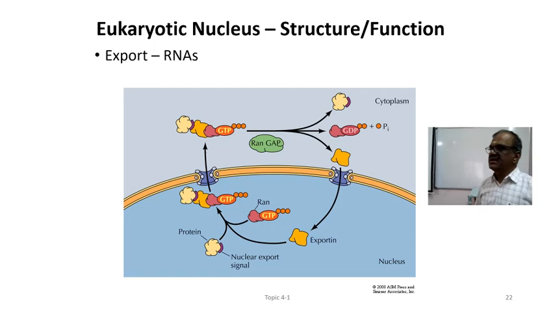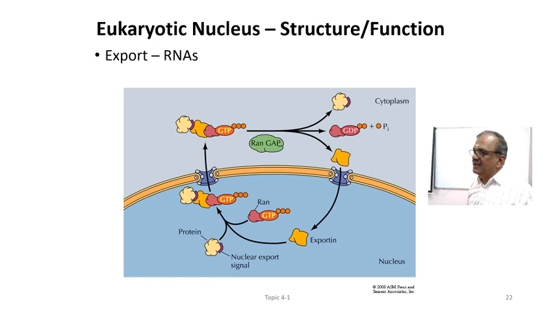Now exporting the RNA. The earlier example we have seen is importing the nucleoplasmin, already gone from our mind. So this is exporting the RNA. RNA is already present in the nucleus, so it has to be exported to the cytoplasm. So for that, how does it occur?